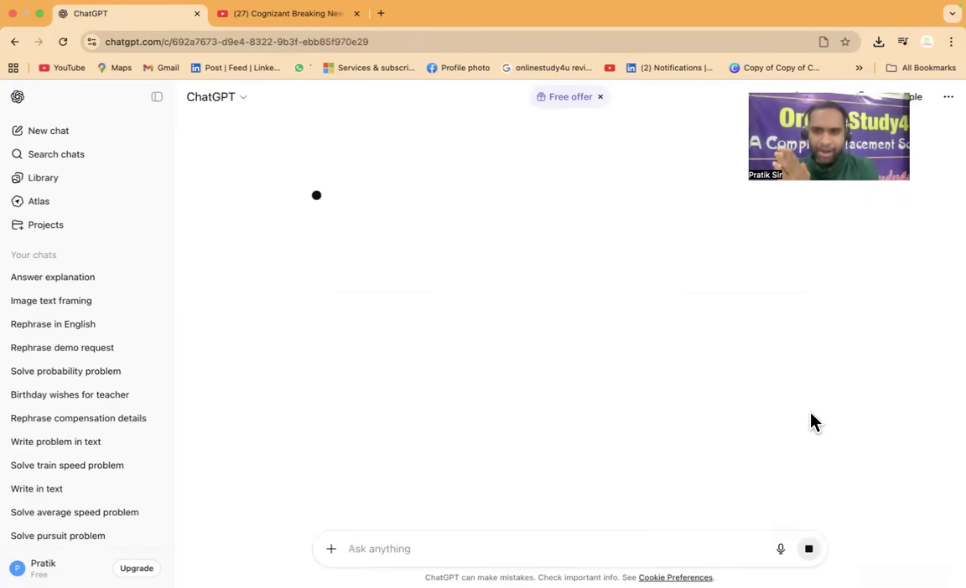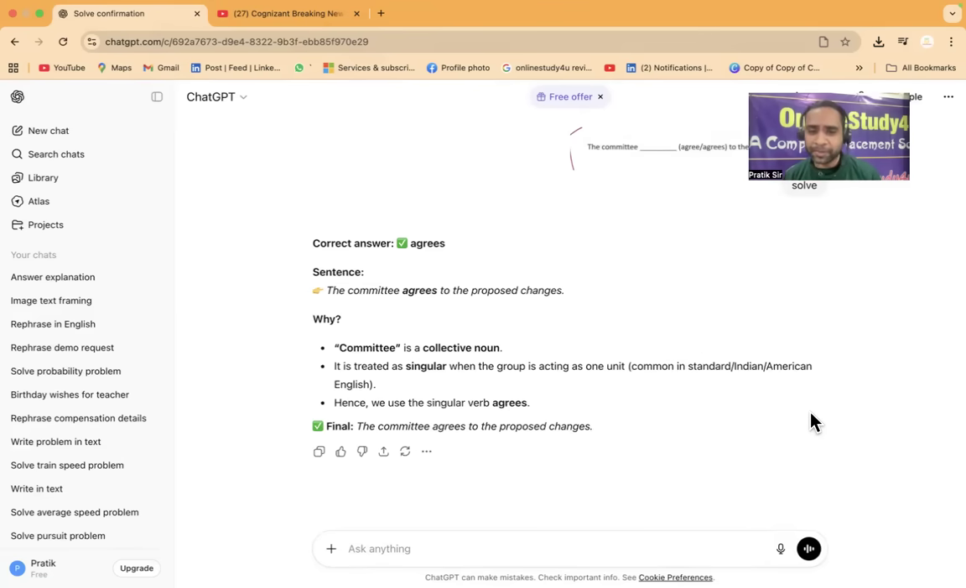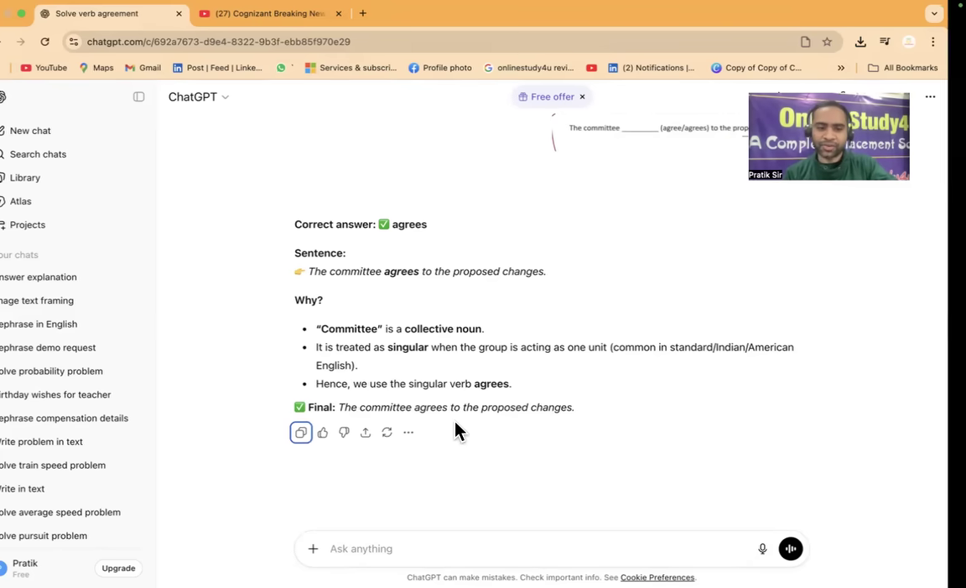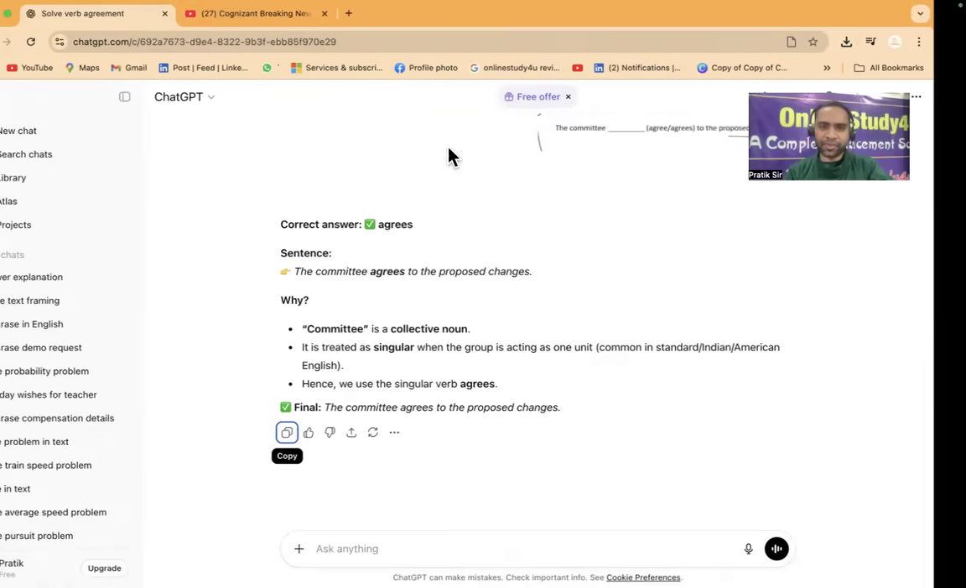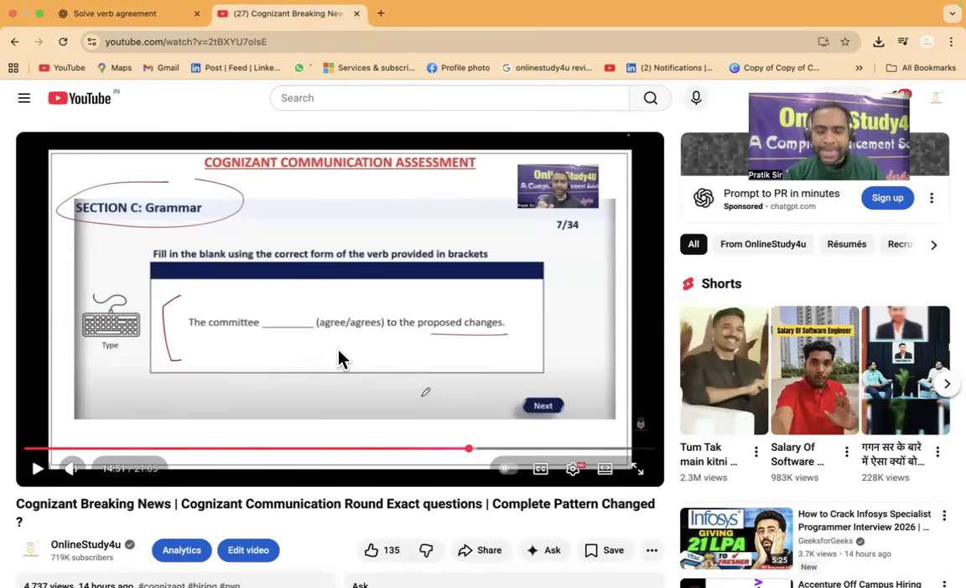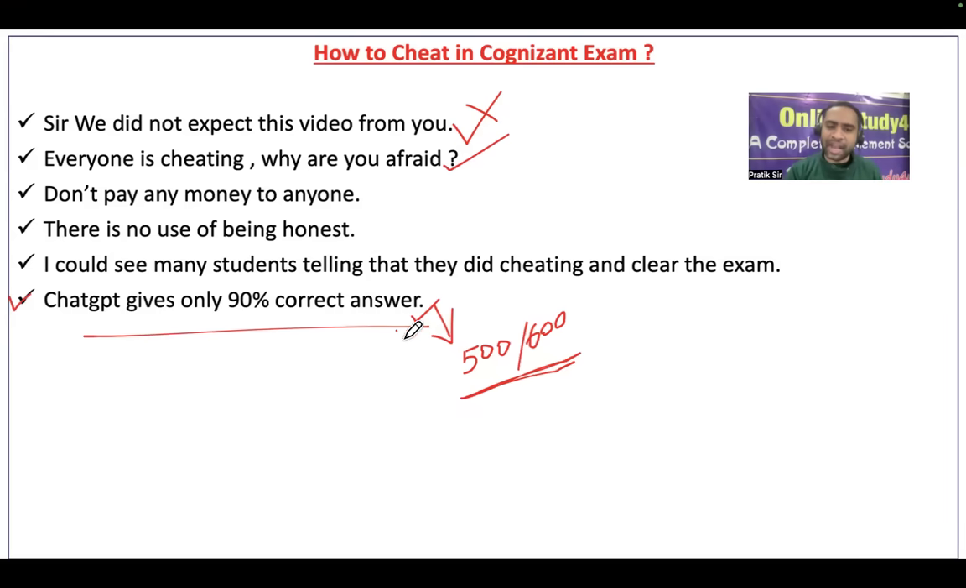I am not saying you will get a 100% correct answer, but tell me, if you are solving by yourself, you are not even able to solve 50% correctly. See, committee is a collective noun, so here the committee agrees to the proposed changes. Now you go here and see your question: what was the question? The committee agree or agrees. The correct answer is agrees, which ChatGPT is giving you. ChatGPT will give you about 90% correct answers, but if we solve by ourselves, we do not even know if even 50% is correct or not.